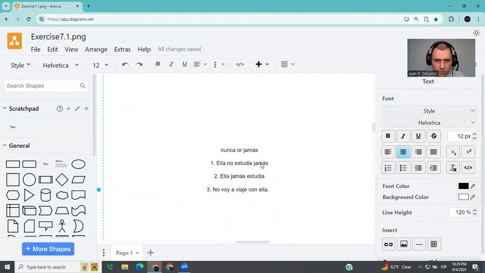The first one is the double negative, where we place the negative after the verb, after the first verb. So it will be: no voy nunca a viajar con ella. So we have this. Okay.